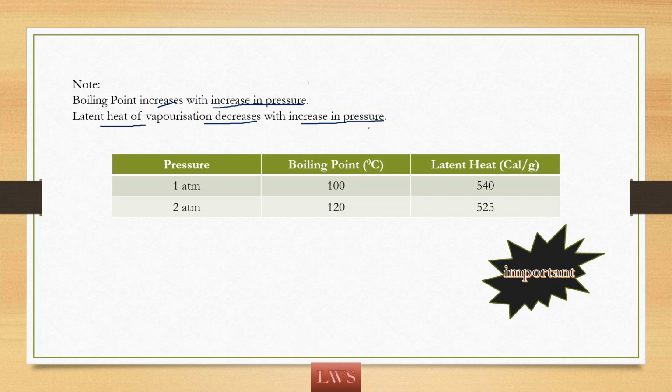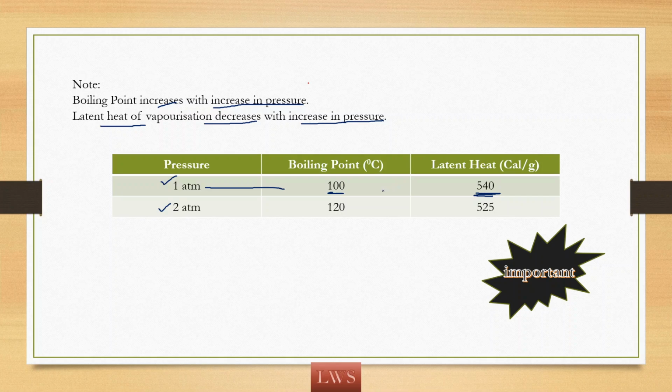So if we raise the pressure, there are two advantages. If we increase the pressure, the boiling point will increase and the latent heat decreases. This is an advantage to us. Okay, we can save the fuel for generation of the steam. For example, I have taken the boiling points and the latent heats at 1 atmospheric pressure and 2 atmospheric. This is for water. The boiling point of water when atmospheric pressure is 1 is 100 degrees Celsius, and at this pressure the water requires 540 calories per 1 gram to convert to gas.